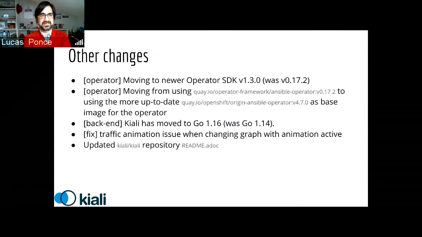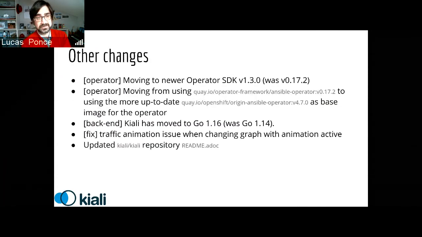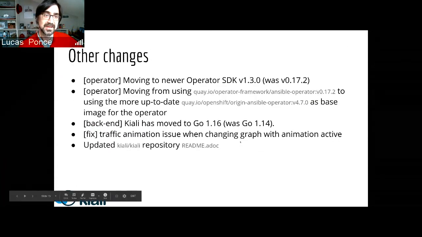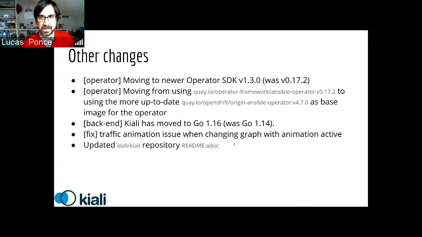Okay, and other changes more related to infrastructure. We are moving to a new version of the operator SDK, and also changing the base image used for generating the operator image. Also, some backend development details: we updated to the latest version of Go, 1.16, and made some more minor fixes about the animation or the information.